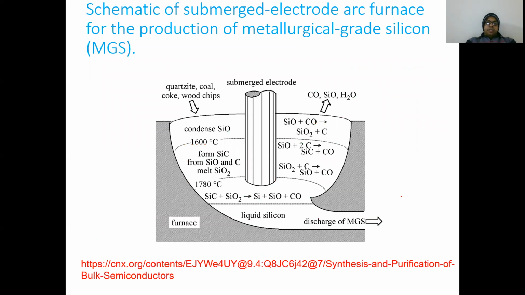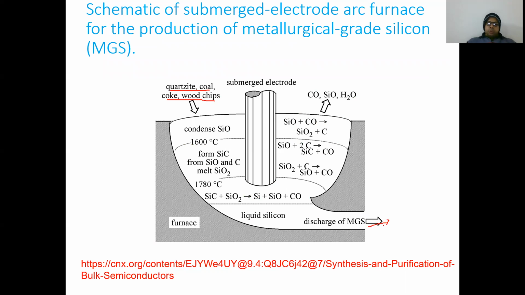So here you can see this is a schematic of a submerged electrode arc furnace for production of metallurgical grade silicon. In this furnace we are putting quartzite, raw material, coal, coke, and wood chips into this, and this is being done at a very high temperature, 1600 degrees Celsius, and this goes through a reaction. And from this reaction, what happens? Whatever residue is there will escape through here, and whatever liquid silicon is there will settle at the bottom, and it is being discharged and used as MGS.